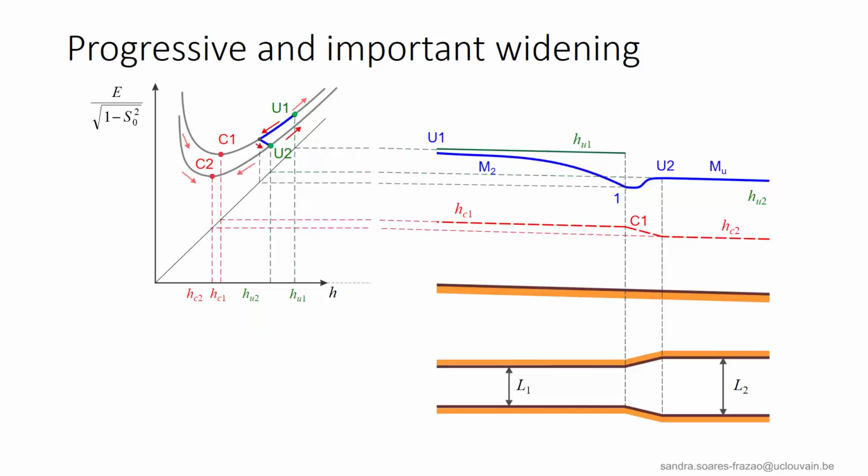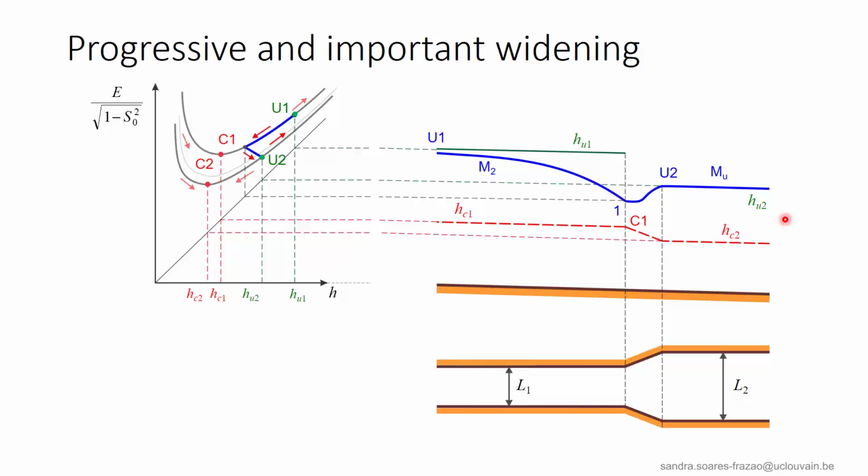Let us go back to a simple, moderate widening as illustrated here. We can see from the specific energy diagram that the flow can reach the uniform flow U2 by remaining always above the critical depth. Even point 1, that is the lowest point of the water profile, is located above C1.